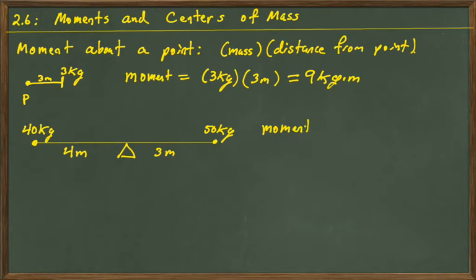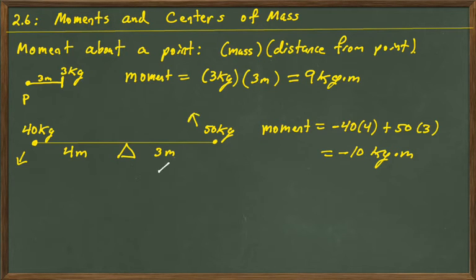So we're going to go ahead and look at the moment. On the left-hand side we'll say that's the negative direction. So we'll say negative 40 times 4 meters plus 50 times 3 meters, and that's going to give us negative 10 kilogram meters. And so we can think of the 40 kilogram kid going down and the 50 kilogram kid going up.